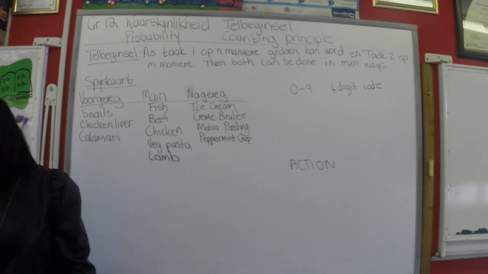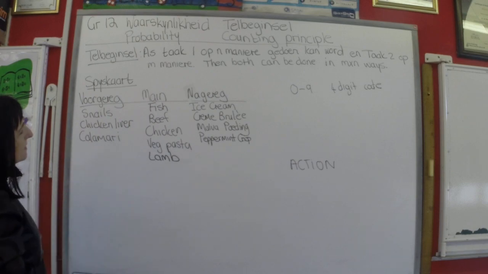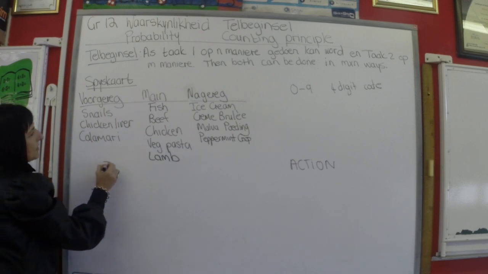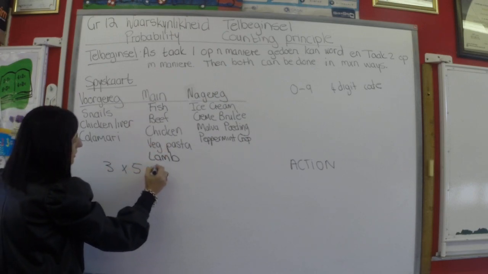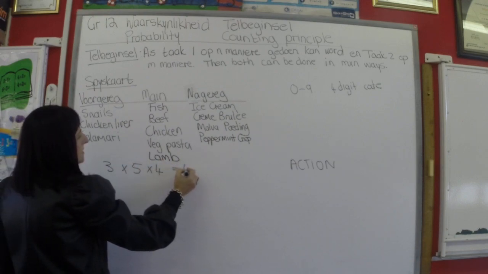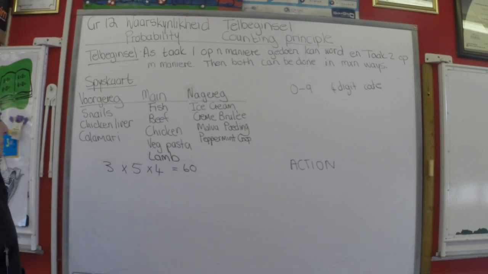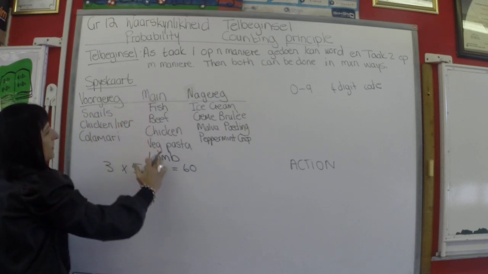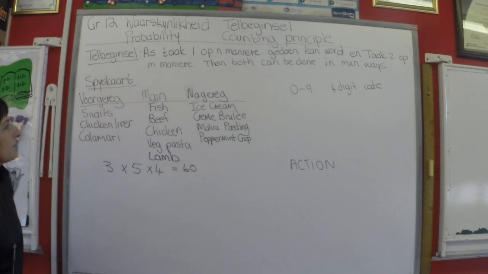How many combinations can be built out of this menu? Dan sal ons sien dis 3 maal 5 maal 4. So in totaal is dit 60 verskillende kombinasies wat ons kan bou. 3 times 5 times 4, according to our counting principle.